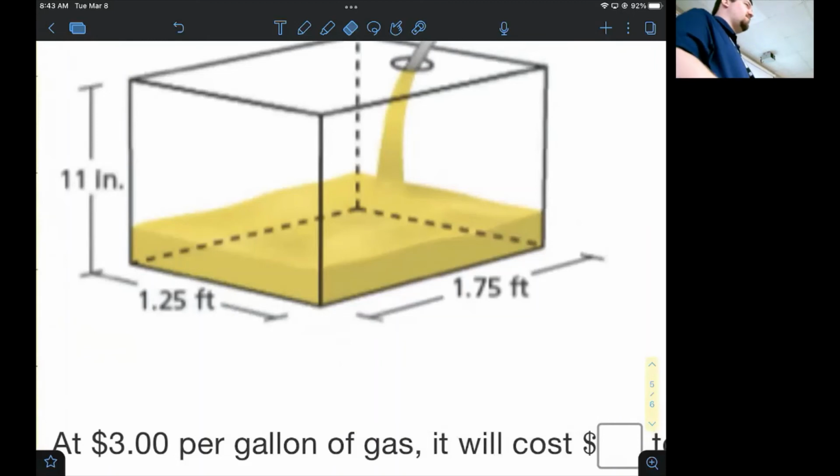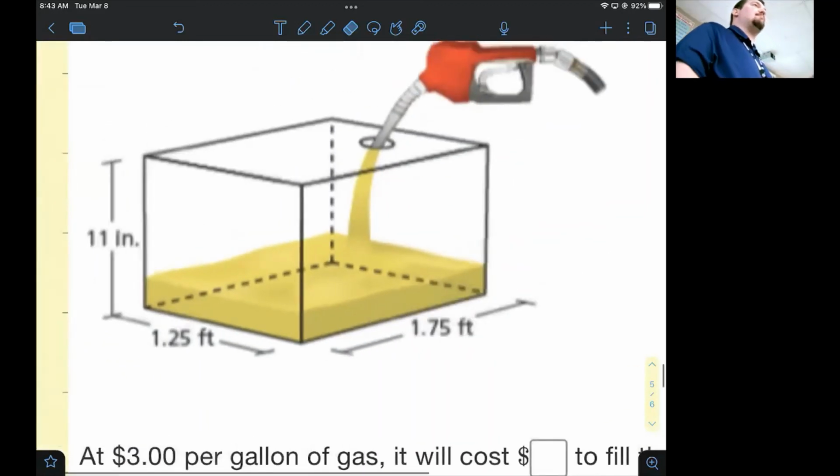What else? It's a rectangle. Yes. What about the dimensions of the rectangular prism? Natalie? Yes, it goes inches and feet. We can't have that. We're going to have to convert everything into the same units.